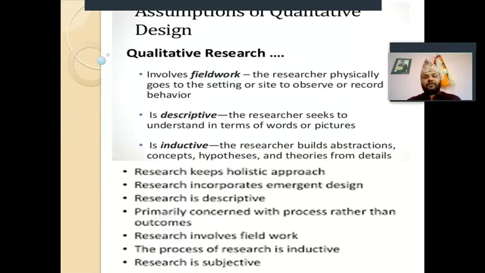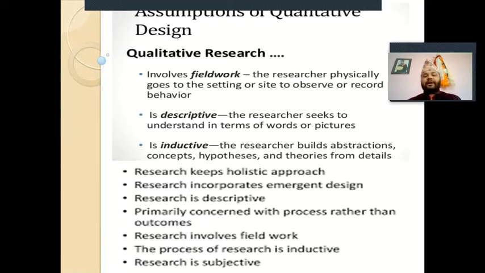And then the assumptions of qualitative design involve field work. Field work is really important. It is near to mandatory. Field work is near to mandatory. It's not dispensable. Field work is a must. This is the prerequisite for qualitative research. It has to be descriptive. It has to describe all the settings, all the context, right?